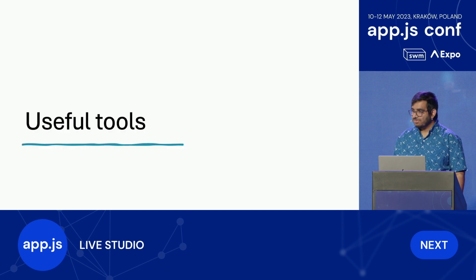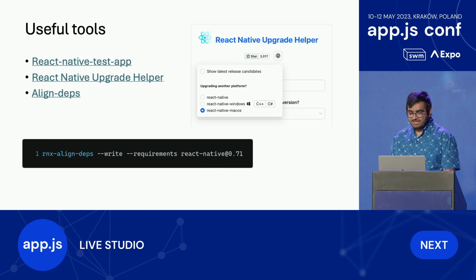All right, so the last part of my talk will be a few useful tools if you do decide to add or try out macOS in one of your libraries. So I've already mentioned React Native Test App. That's super useful. There's also the upgrade helper. I think a lot of you know about that. If you didn't know, it does support React Native macOS via its dropdown. And it'll show you how to diff the template projects there.